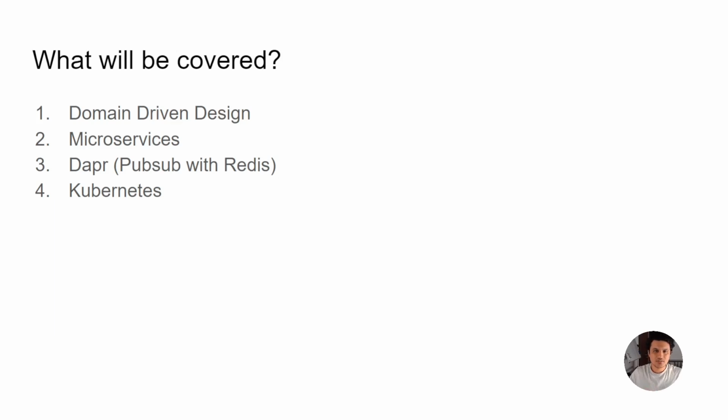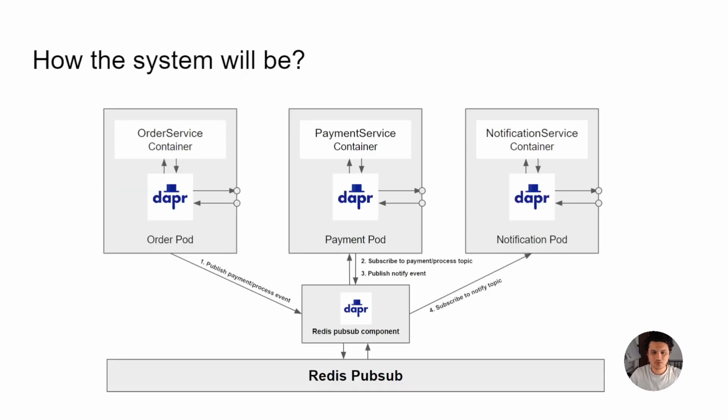Let's see what the system looks like. So the system looks like this. In Kubernetes, we have pods, and a brief explanation is good here: a pod can have multiple containers. So for example, the order pod for the order service is going to have the order service container and the Dapr container.